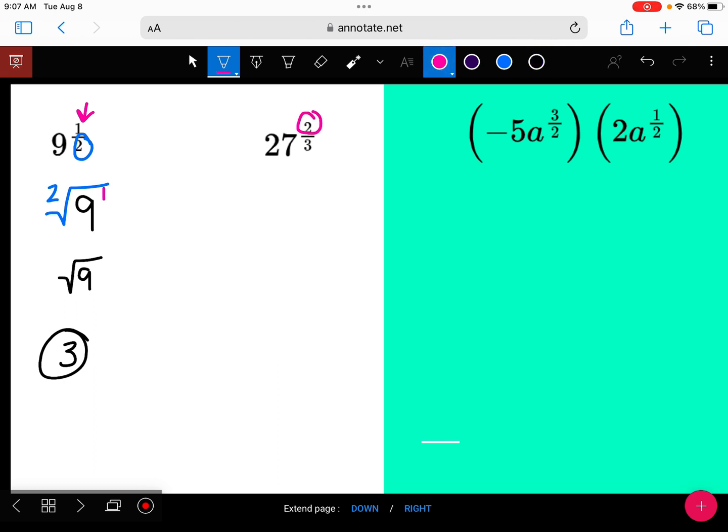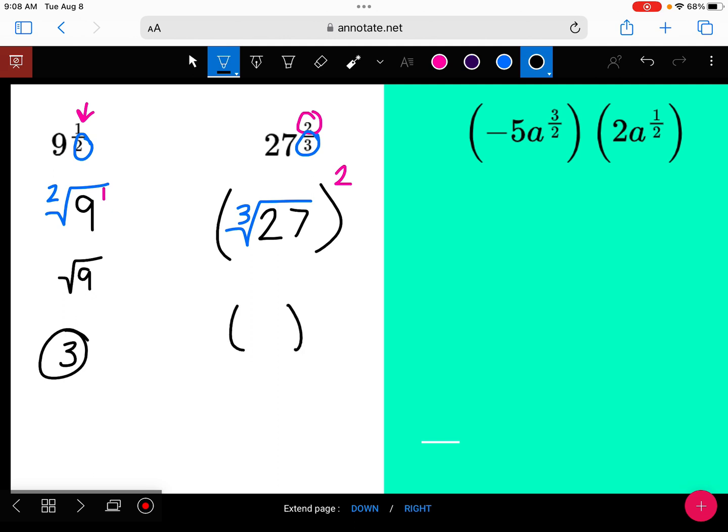So then on the 27, again, we have a numerator of 2. This time we have a denominator of 3. So we take our 27, and we're going to take the cube root of 27 squared. Yeah, and sometimes it's just easier to do it this way. Because, yeah, the cube root of 27 is 3. 3 cubed is 27. So this leaves us with 3 squared, also known as 9. Okay?